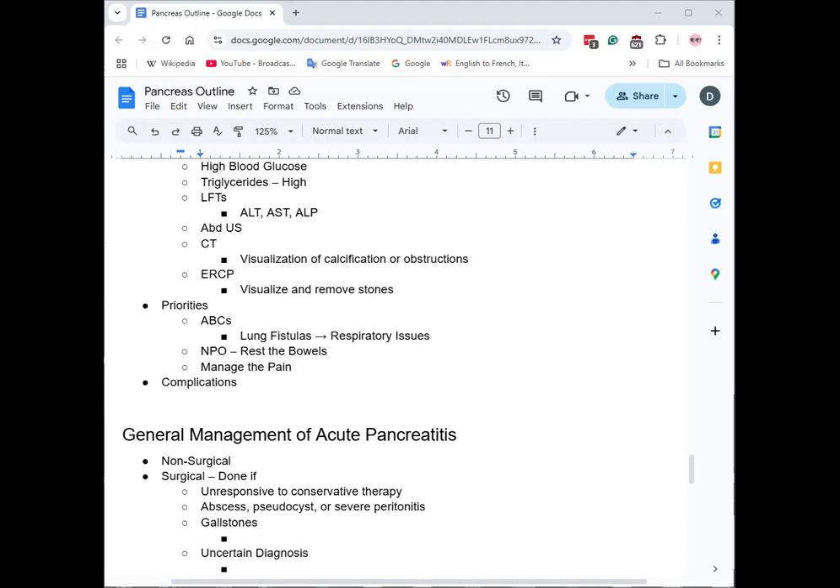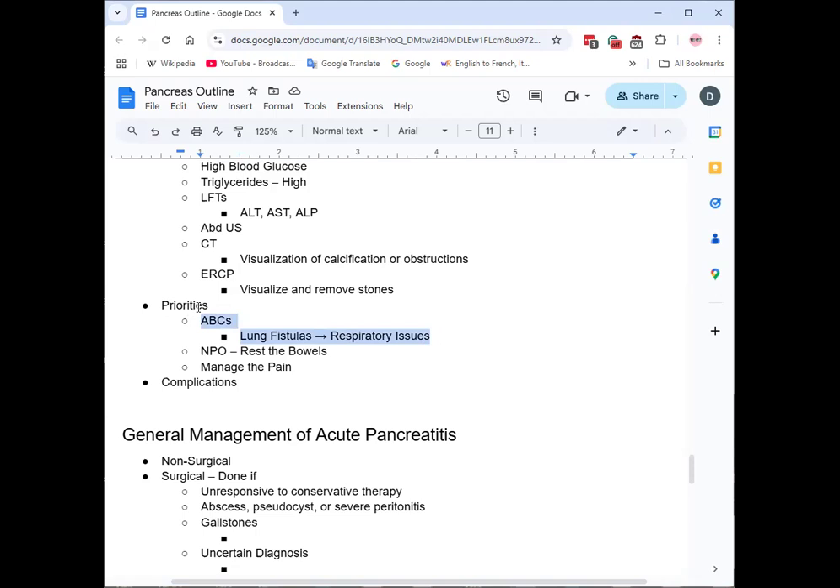I guess maybe think of it like this. If someone's coming in with pancreatitis, your priority is to rule out ABC issues, you always want to do the ABCs. So after you rule them out, then it's about managing the pain. They're not always going to come in with ABC issues. A lot of people aren't coming in with ABC issues.